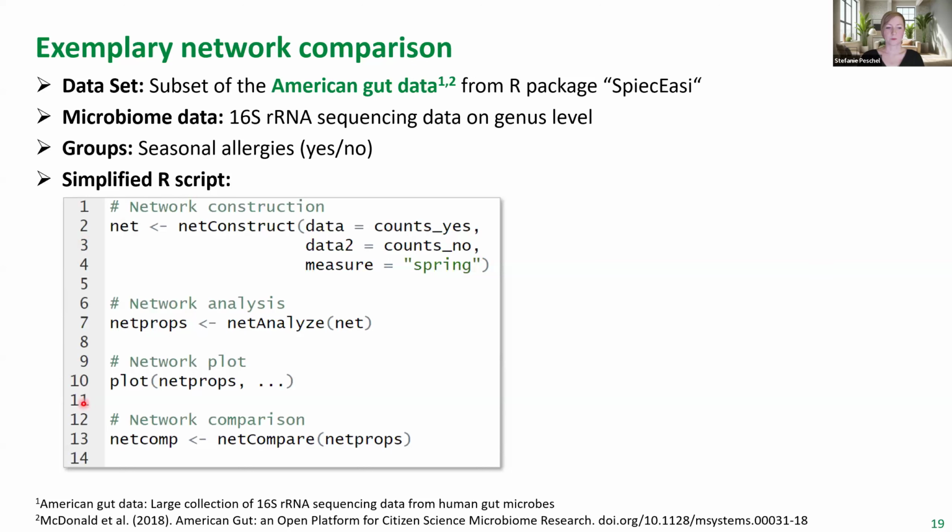And here you can see a simplified R script. This is in principle everything you need to type in R code for this whole approach of network construction, network analysis, then producing a network plot and network comparison. And of course, for each of these functions, there are a lot of arguments which you can adjust to your needs, but in principle, it's only a few lines of code.